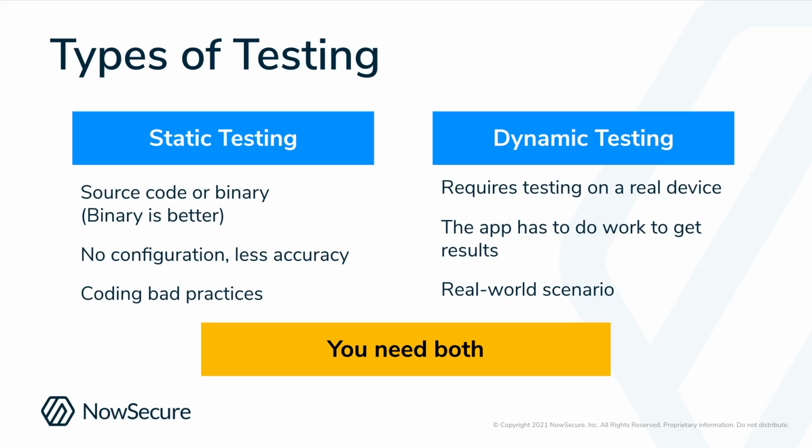What's great about it is there's not a lot of configuration, but it is less accurate when we're actually doing testing. And when I'm talking about testing, we're talking about security testing. On the dynamic testing side, we're testing on real devices. We're seeing how that app runs on the device. And really, we're creating real-world scenarios. The challenge there is a little bit of configuration behind that, but you're getting real-world results. And the point I'm going to give away right up front is that you need both. Whenever you're doing any type of app testing, you really need static and dynamic testing both involved.